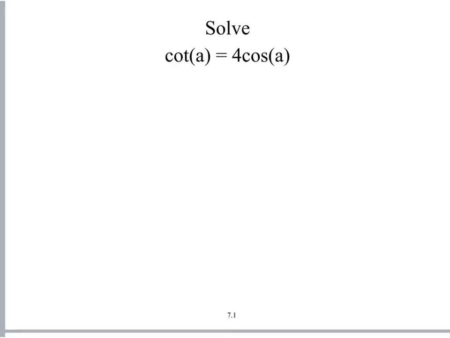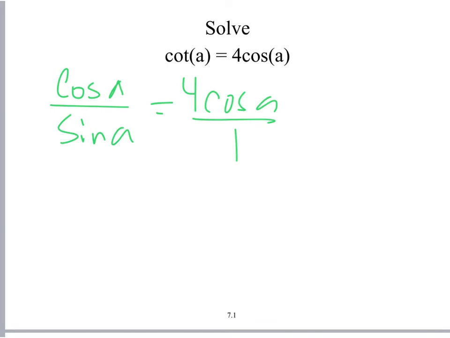Okay, so I see a cotangent, I see a cosine. Well, I know I probably want to... What do I want to do? I'll tackle it this way. I do know I want to get rid of the cotangent, so I'm going to think of that as cosine A over sine A equals 4 cosine A. Isn't this just a proportion? I could do the cross products. So cosine A equals 4 cosine A times the sine of A.